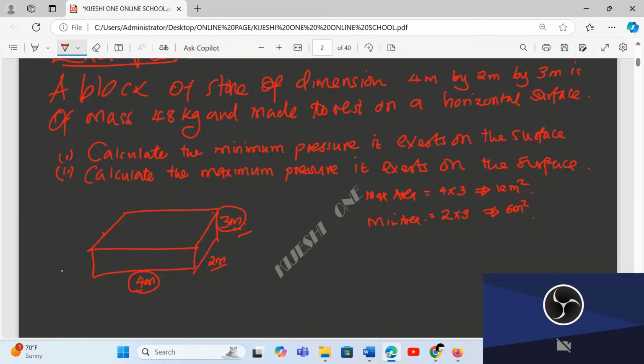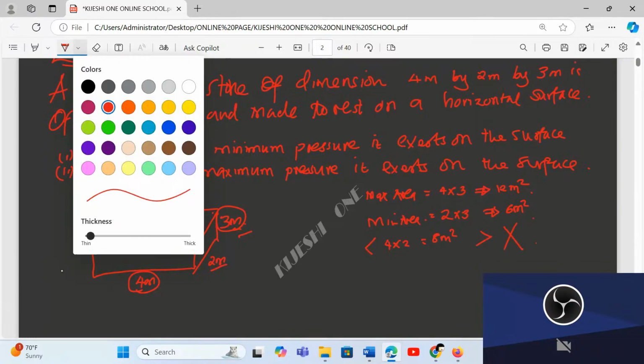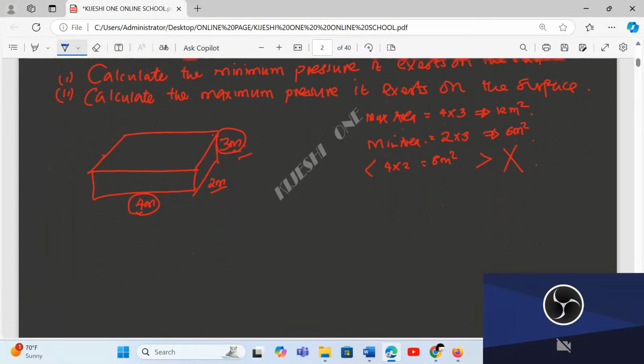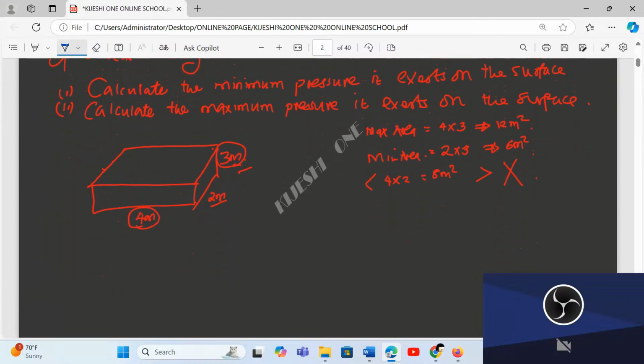In between, we have an area of 4 by 2. This one is leading us to 8 square meters. So this one, we are not going to use it. It will be of no significance unto us. Then now we can go straight to solve the question where we are being asked about the minimum pressure.